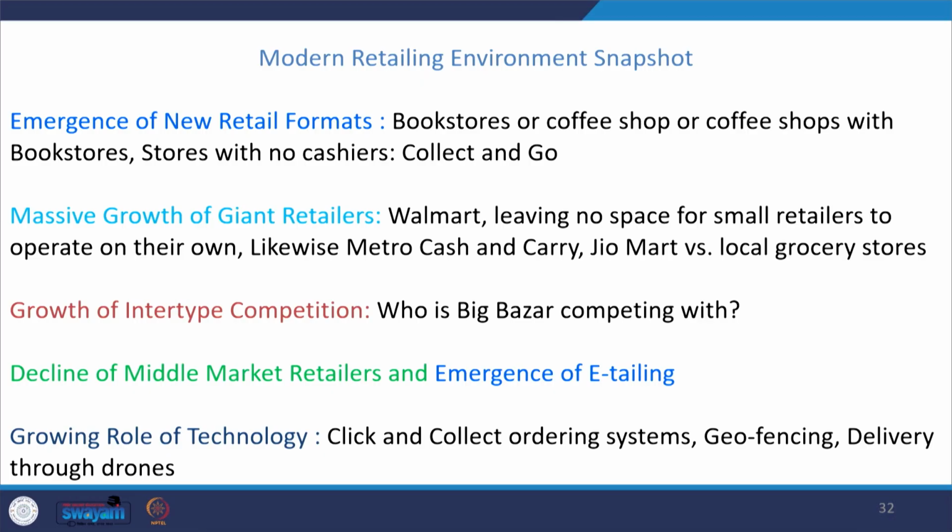And likewise, we'll also see the decline of middle market retailers and the emergence of e-tailing. The best example is Lenskart, which has removed a lot of middlemen with respect to providing glasses to the customers. And finally, technology is going to be at the center. In the same module, we had discussed a lot about this.